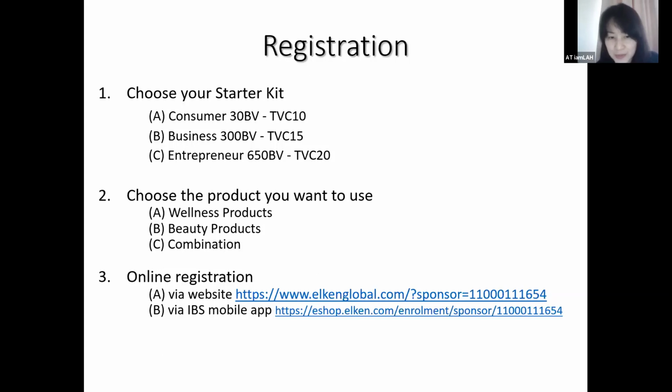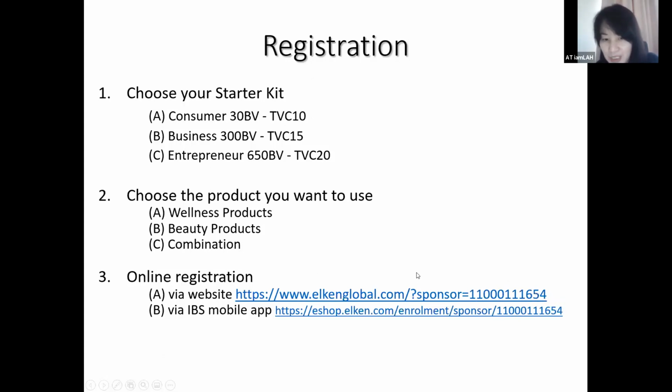So if you look at the first one is actually via website, this elkenglobal.com, which is our e-commerce website. So what you do is simply everything tag the same thing, @ sponsor equal. The last one, this is your member ID. So if your member ID is like 1600016 is for Filipino, so let's say 16000141516, then you just key in, replace this with your member ID. That is your sponsor link already.